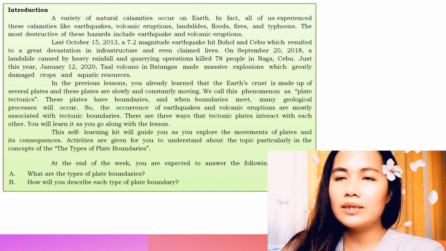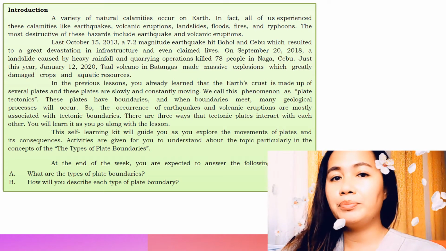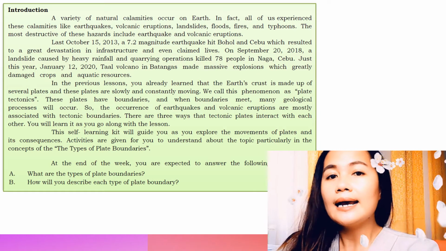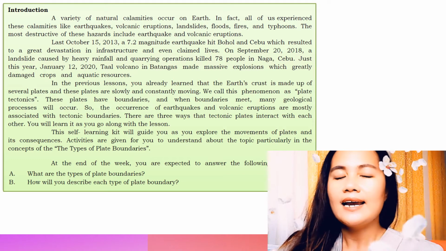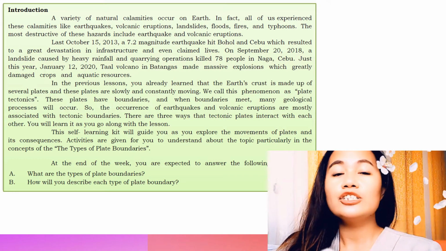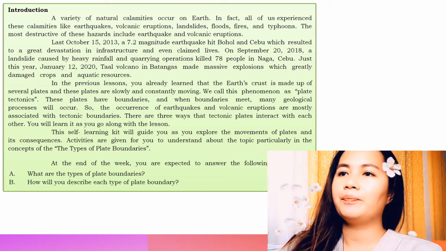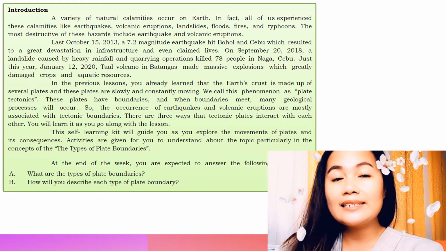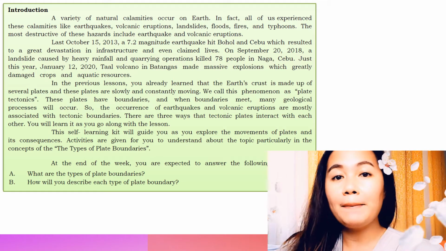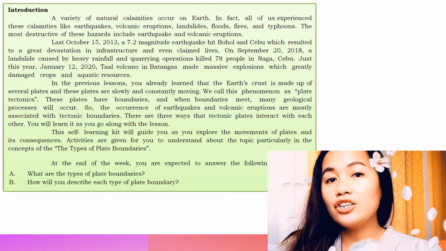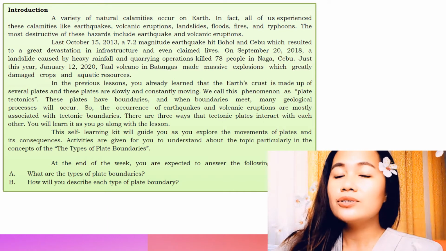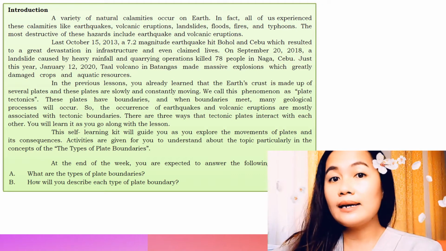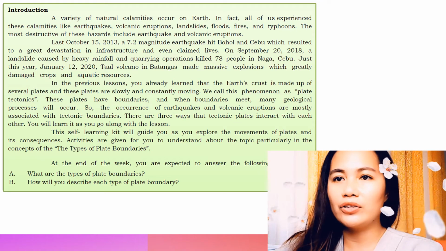In the previous lessons, modules 1, 2, 3, you learned that the Earth's crust is made up of several plates, and these plates are moving slowly and constantly. We call this phenomenon plate tectonics. These plates have boundaries, and when boundaries meet, many geological processes will occur. So, the occurrence of earthquakes and volcanic eruptions are mostly associated with tectonic boundaries.